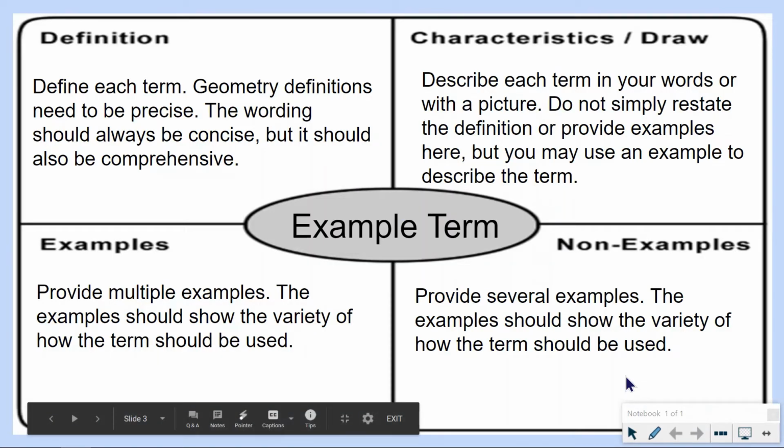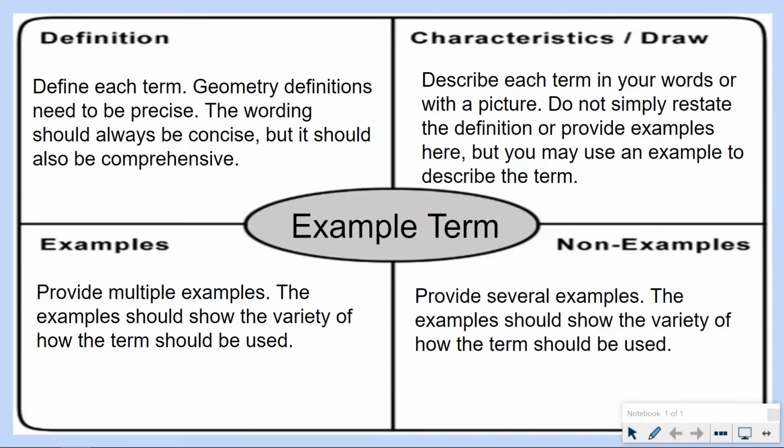But when we're in each definition, this is the model that we're going to use. It's called the Frayer model. It just helps you, first off, easily define and describe whatever we're talking about, and then give examples and counterexamples to whatever the term is.